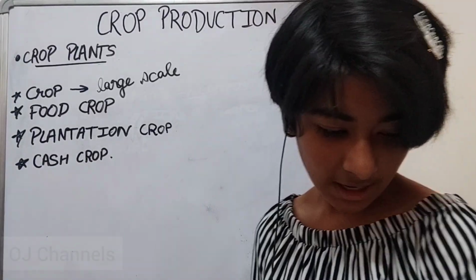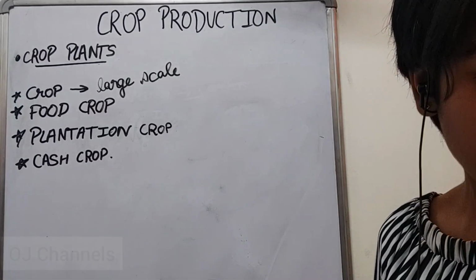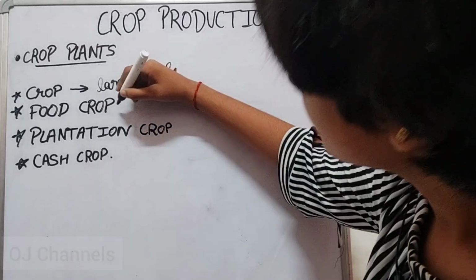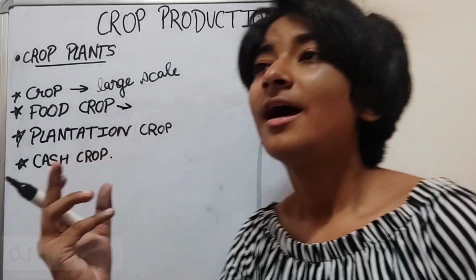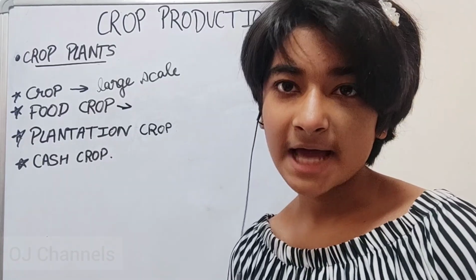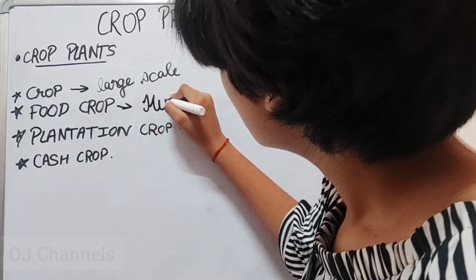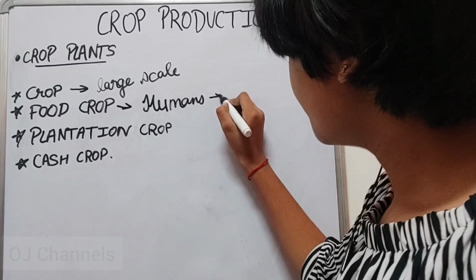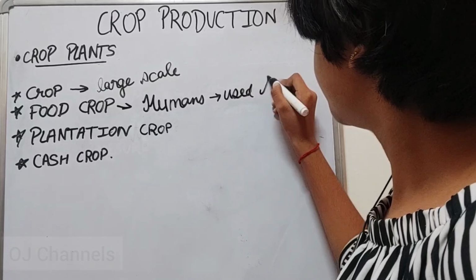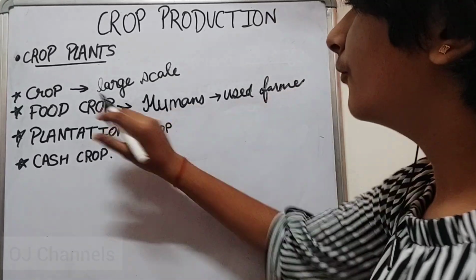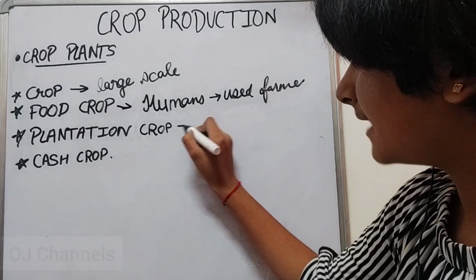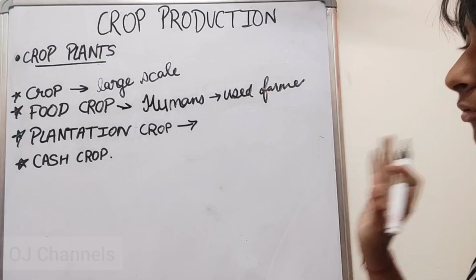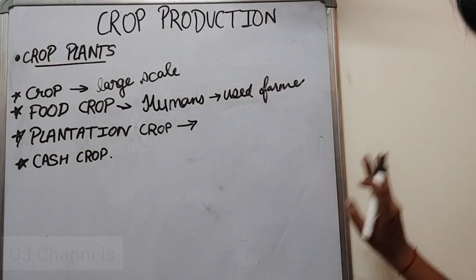Food crops. So now some crops are classified according to the purpose for which they are grown. So food crops. In food crops, it is grown for human beings and animals. So this food crop can be used by the farmers also. Food crop can be used by the farmer. Plantation crop is mainly used to sell the crop in the markets.